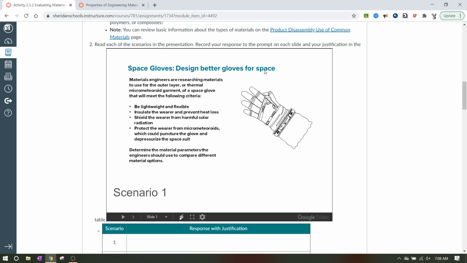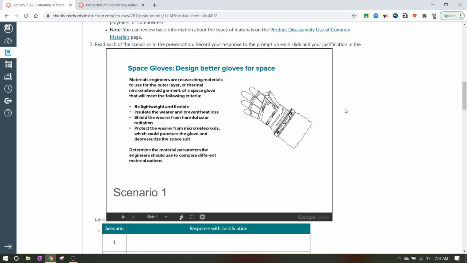Neither one of those cases you want to use. Gloves have to be designed for space. So materials engineers are researching materials to use for the outer layer or thermal micrometeoroid garment of a space glove that will meet the following criteria. Be lightweight and flexible, insulate the wearer and prevent heat loss, shield the wearer from harmful solar radiation, protect the wearer from micrometeoroids, which could puncture the glove and depressurize the spacesuit.